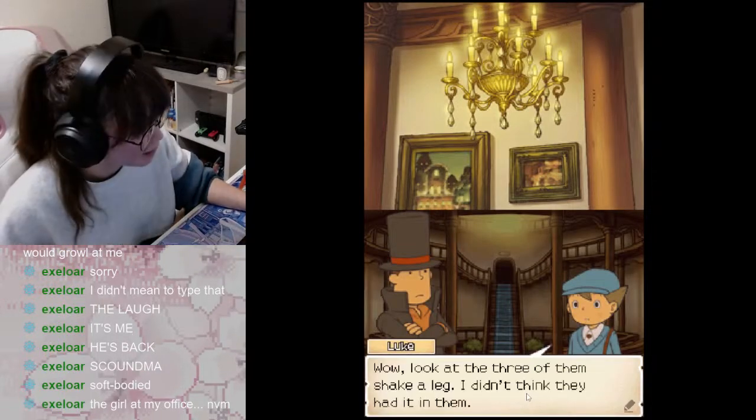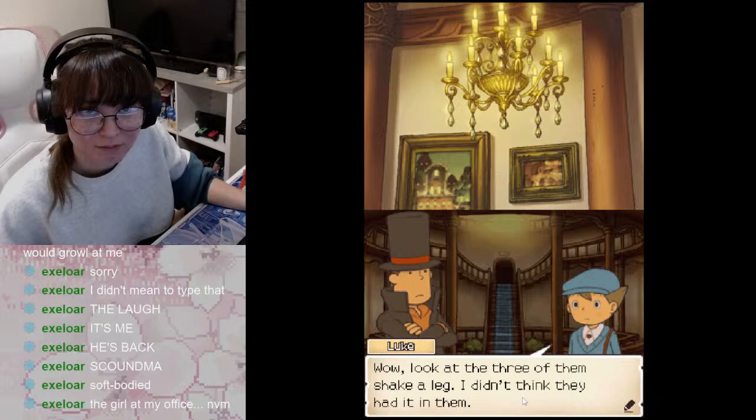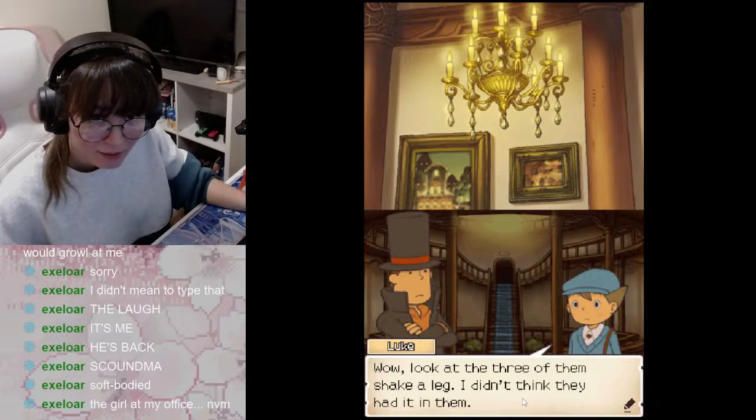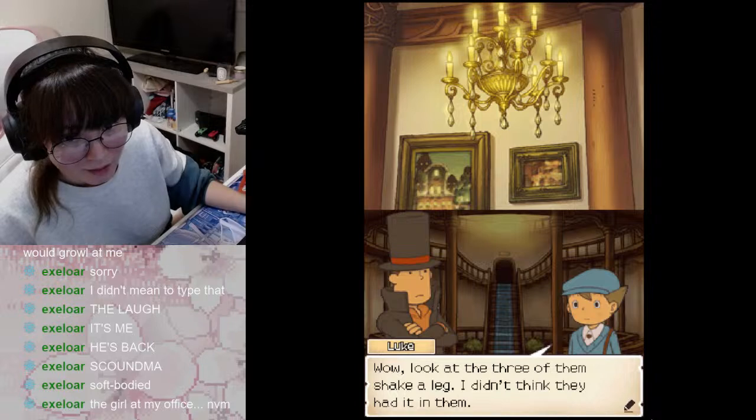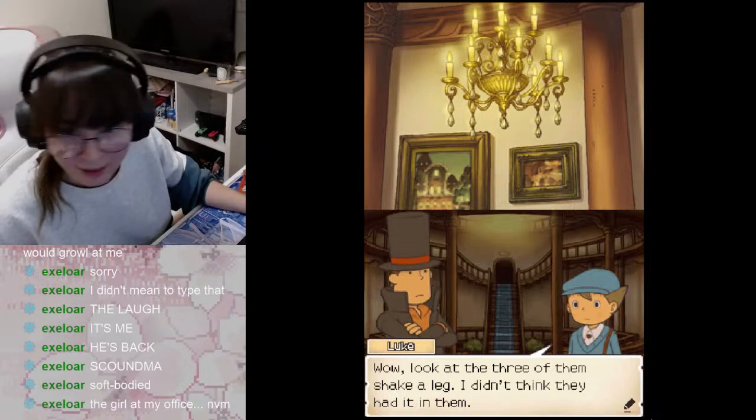Soft-bodied. The curl at my... Excuse me? I'm starting to not be able to just let these things go.